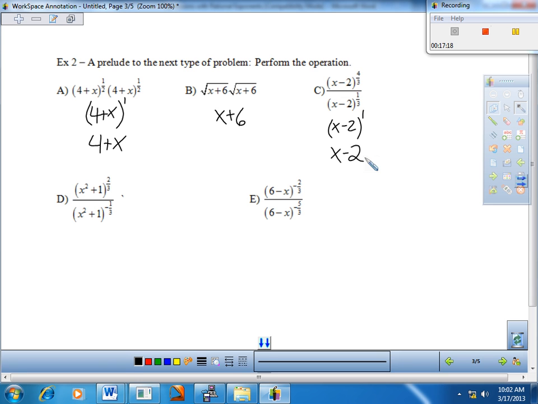Do the same thing here, everybody. Look at what we have. Look at the division, and keep the base. 2/3 minus negative 1/3 is 3/3. Same deal, guys, just to the first power. And that's what's going to happen with most of these.